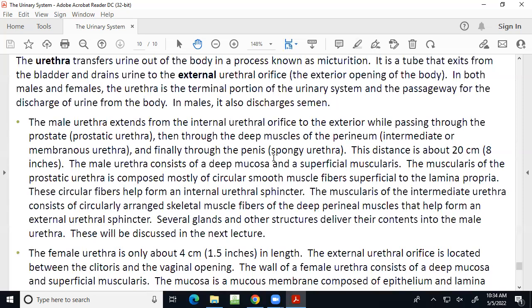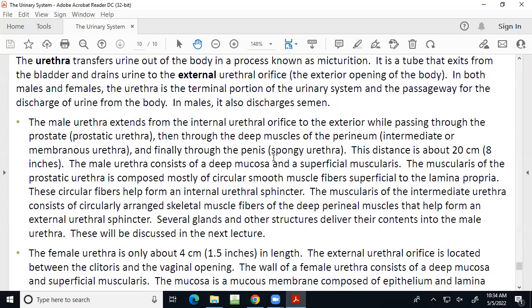Okay, we've seen a lot of fancy words for kind of simple things. For example, mastication, which sounds a lot like micturition. Don't confuse those, because mastication is chewing. Very different, obviously, than peeing. But this is the tube that exits the bladder and drains urine to what we call the external urethral orifice, which is just a fancy word for the exterior opening of the body, what people commonly call their pee hole.